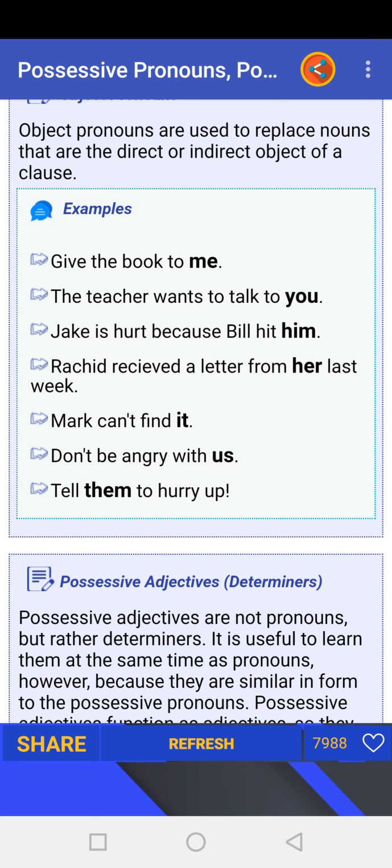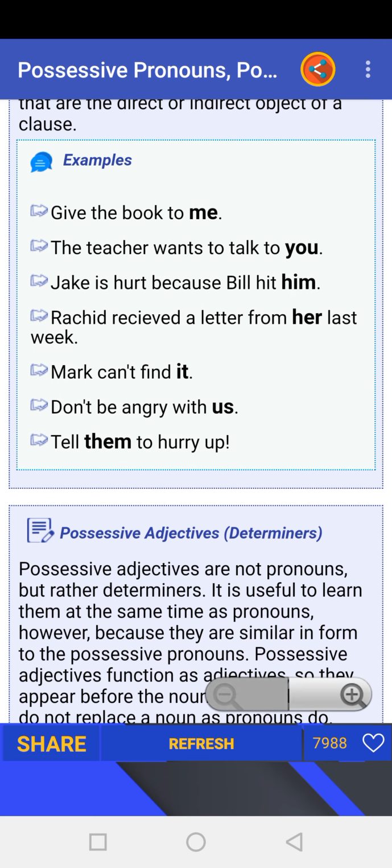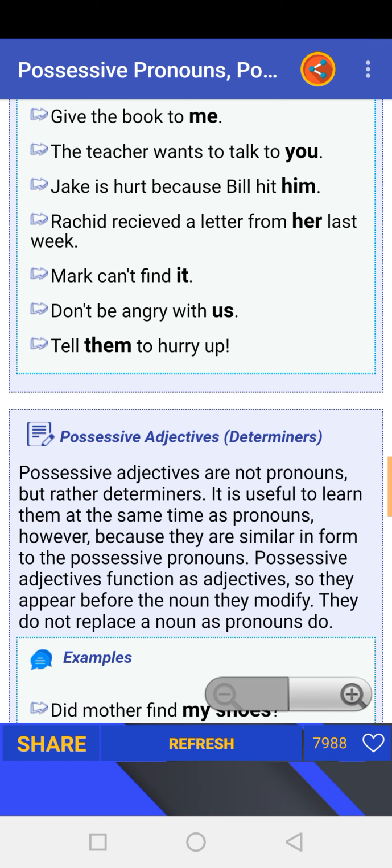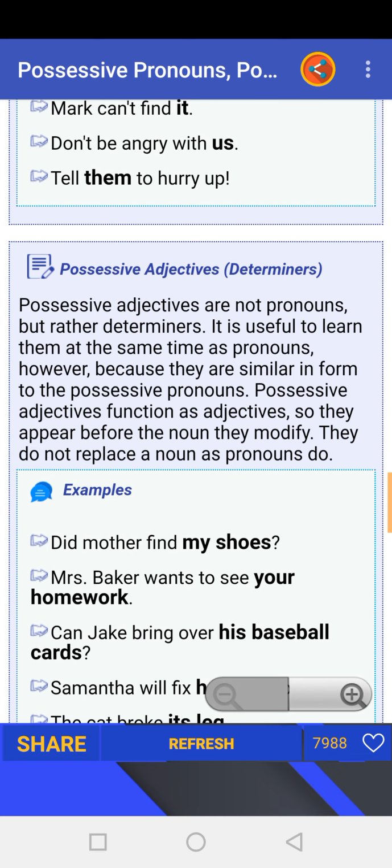The teacher wants to talk to you. Jack is hurt because Bill hit him. Rashid received a letter from her last week. Mark can't find it. Don't be angry with us. Tell them to hurry up.